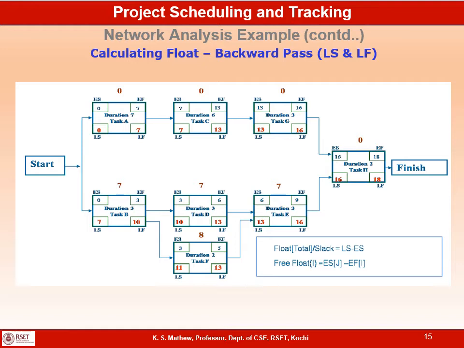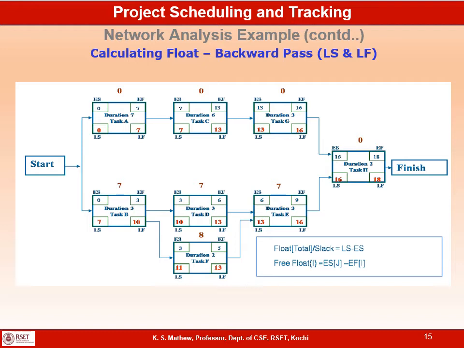The duration of H is 2, so the late start of H is 16. So the late finish of E will be 16 and the duration of E is 3. So the late start of E is 16 minus 3, 13. And the late finish of F will be 13 and the late finish of D is also 13, which is the late start of task E. Now the duration of D is 3, so 13 minus 3, 10 is the late start of D, and the duration of F is 2, so 13 minus 2, 11 is the late start of F.